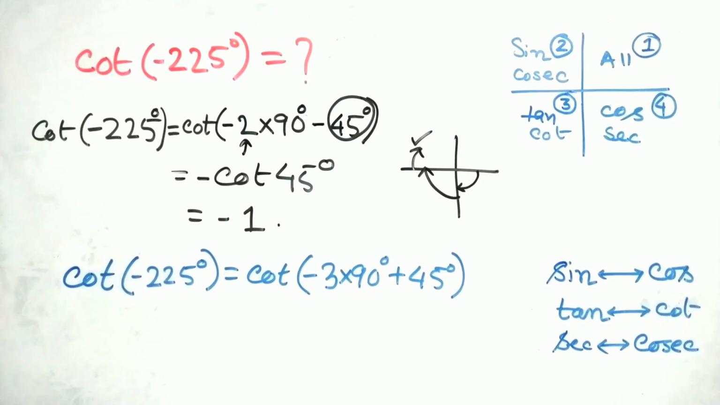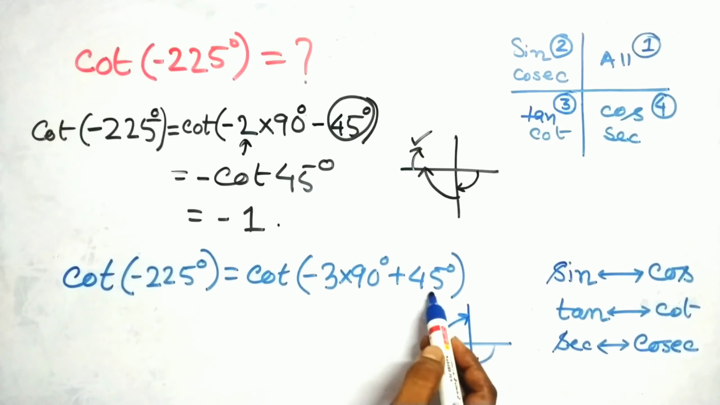Now it could have been written as minus 3 into 90 degree plus 45 degree. Because minus 270 and plus 45 is minus 225. So let us check in this way. First we will check the quadrant. So it is minus 3 into 90. So 1, 2 and 3. Now it is positive 45.